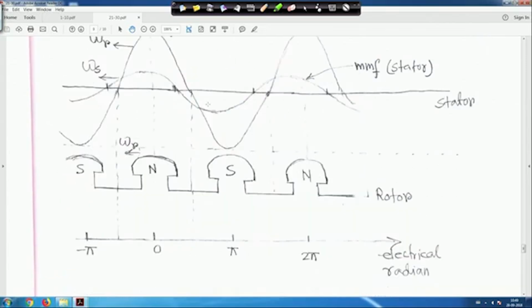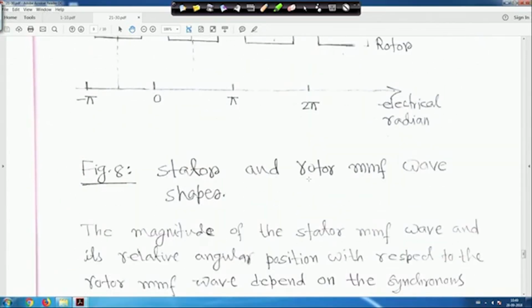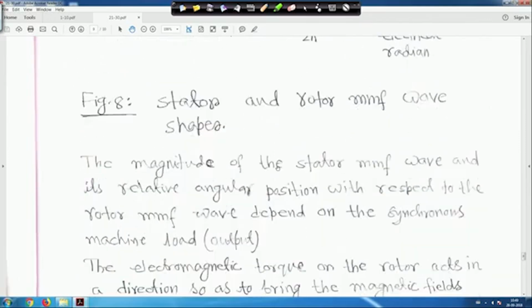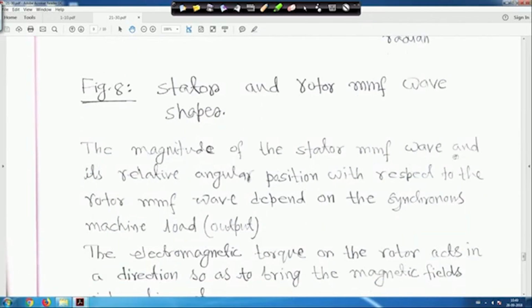So in this case, the magnitude of the stator MMF wave and its relative angular position with respect to the rotor MMF wave depend on the synchronous machine load.